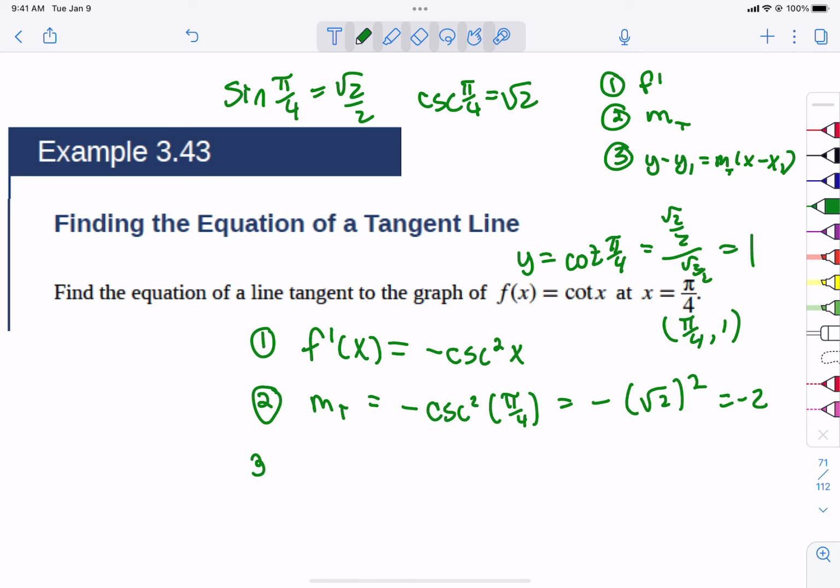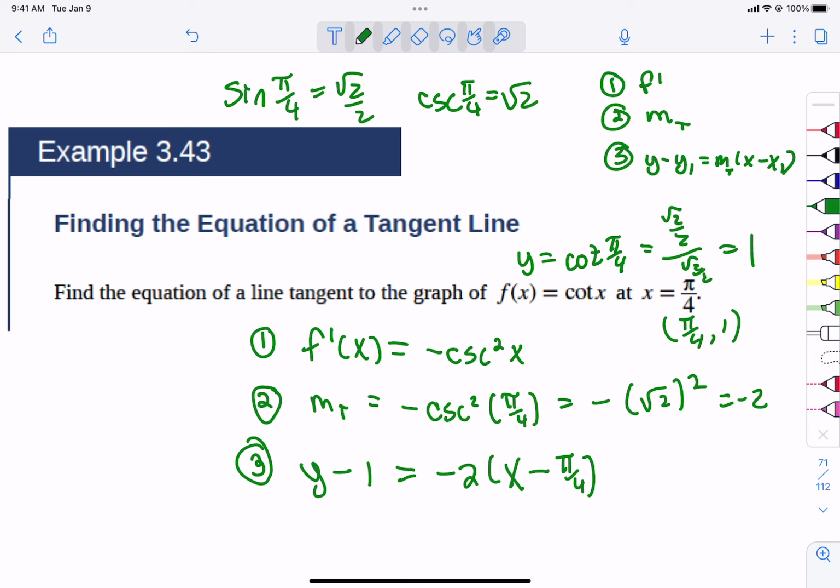So the third step now is ready to go. We have a point, we have a slope, we use the point slope formula. So it's going to be y minus 1 equals negative 2 times x minus pi over 4. Can you do much? Not really. Do I need you to do any more? Nah. Feel free to stop there.